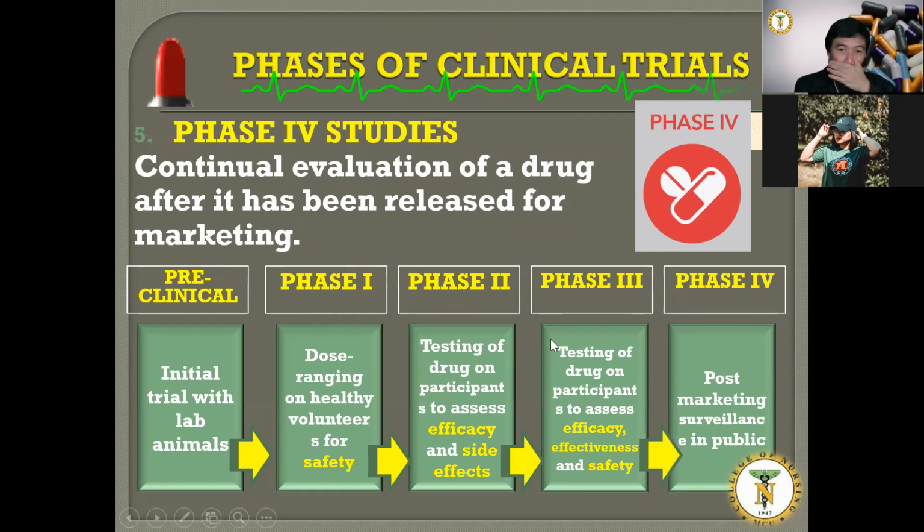Pag phase 3, testing of the drug or vaccine to participants na tatlo na. Okay, 3 na yung mini-measure. Efficacy, effectiveness, safety. Yung effectiveness kasi is basically targeting yung results na mas less ang adverse reaction. Yung efficacy is based from its effectiveness from the clinical trial from other countries. So in this situation, yung effectiveness ay mini-measure na on an actual wide-scale administration of the vaccine.